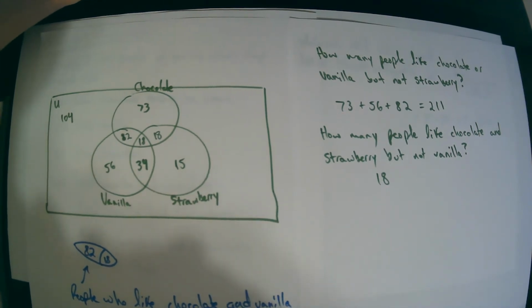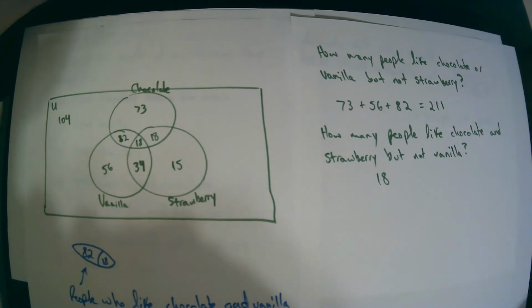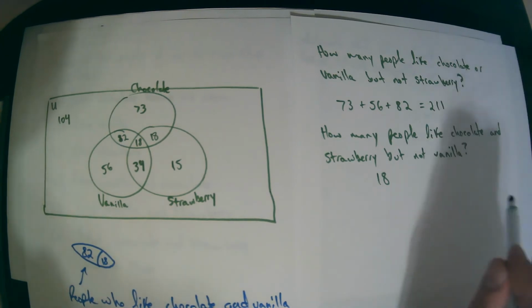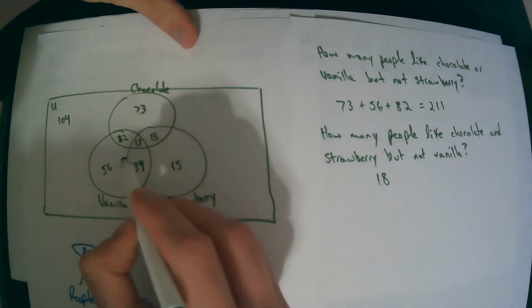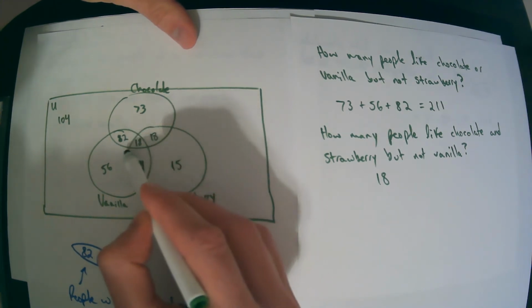Why is it only 18? Why aren't I adding the 73 and the 15, kind of in a similar way to the previous problem? Well, because it's asking how many people like chocolate and strawberry. So that first statement, chocolate and strawberry, gets me into this position here, this little section with these 36 people in it.